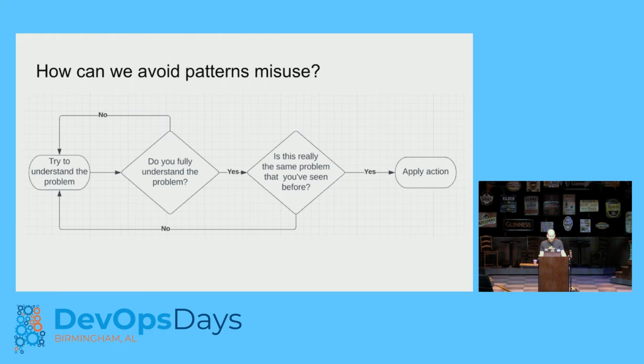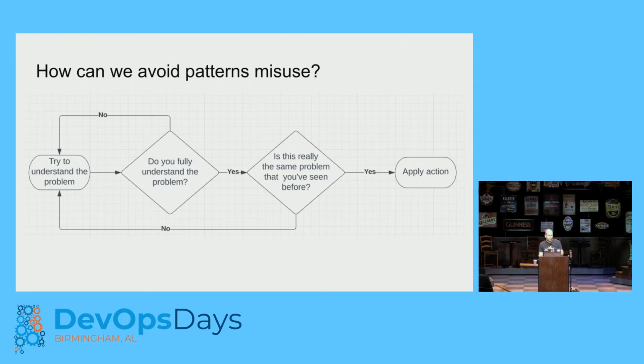So how can we avoid pattern misuse? Try to understand the problem, right? Do you fully understand it? Then proceed. If not, go back and try to understand it. Is this really the same problem that you've seen before? Only then apply action. Otherwise, go back to trying to understand the problem.